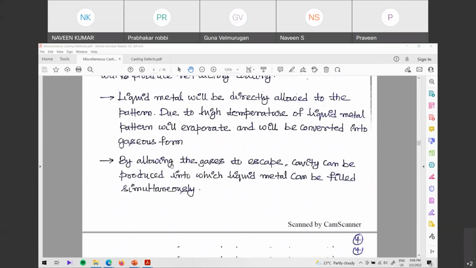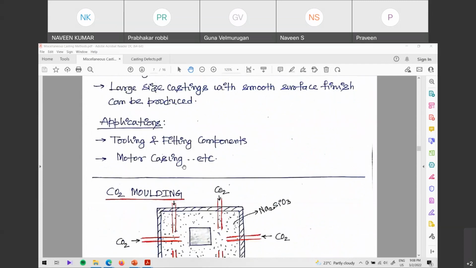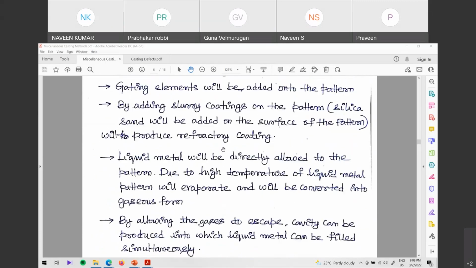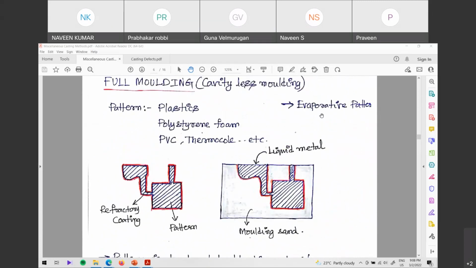Fine. So that is what has been written here. And what are the important applications? Tools and fittings, motor casings, and etc. So these are the applications for the full molding or cavityless molding. And this is an evaporative pattern. Please remember. This might be a question also.